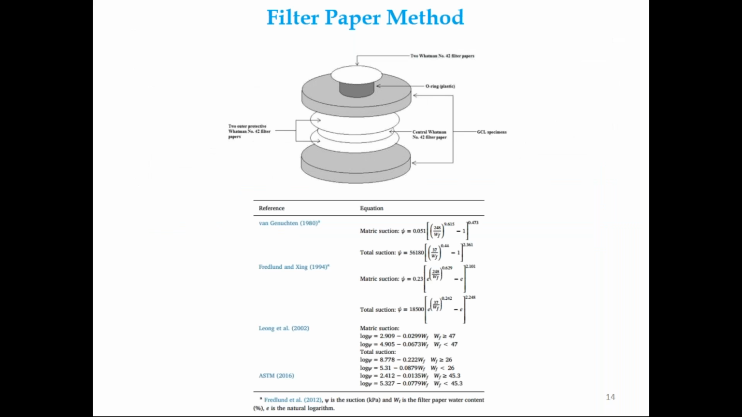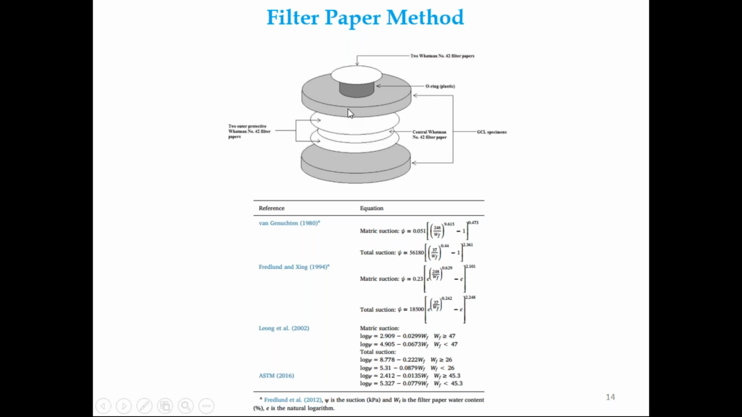So come to the second, that is the filter paper method. In the filter paper method, the suction is measured by the contact filter paper method and the non-contact filter paper method. In the contact filter paper method, the matric suction is obtained, while in the non-contact filter paper method, the total suction is obtained. This schematic diagram shows both contact and non-contact.